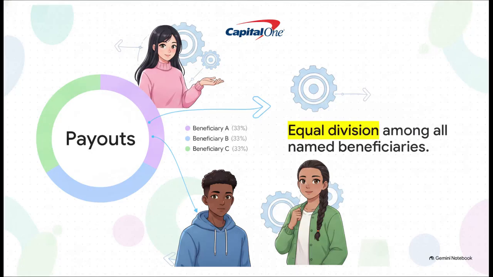Okay, pay close attention to this one. If you name multiple beneficiaries, Capital One's internal policy dictates that the total balance is divided completely 100% equally among them. There is no way around this. You can't give 50% to one kid and 25% to the other two. If you have 3 beneficiaries, it is strictly an equal third for everyone. This is a massive limitation you need to understand when you're mapping out your estate.